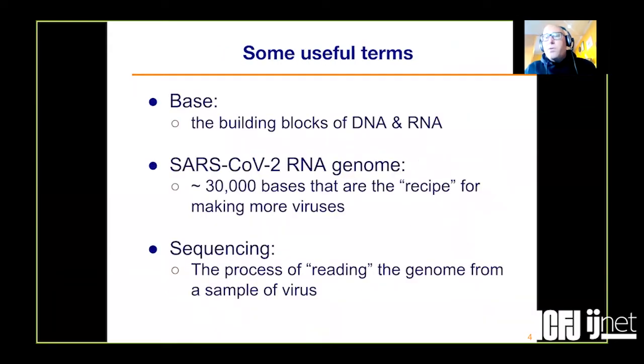Some terms that we use in the field: we talk about bases. The recipe that makes up the virus is DNA, or in the case of this virus, RNA, which is made up of letters called bases: A, C, U, and G in the case of RNA. The genome is about 30,000 of these, which are the recipe that the virus uses. It basically feeds the recipe to your cells once it gets into you, and then uses that to make more viruses. To actually understand what this genome looks like, we use machines called sequencers.